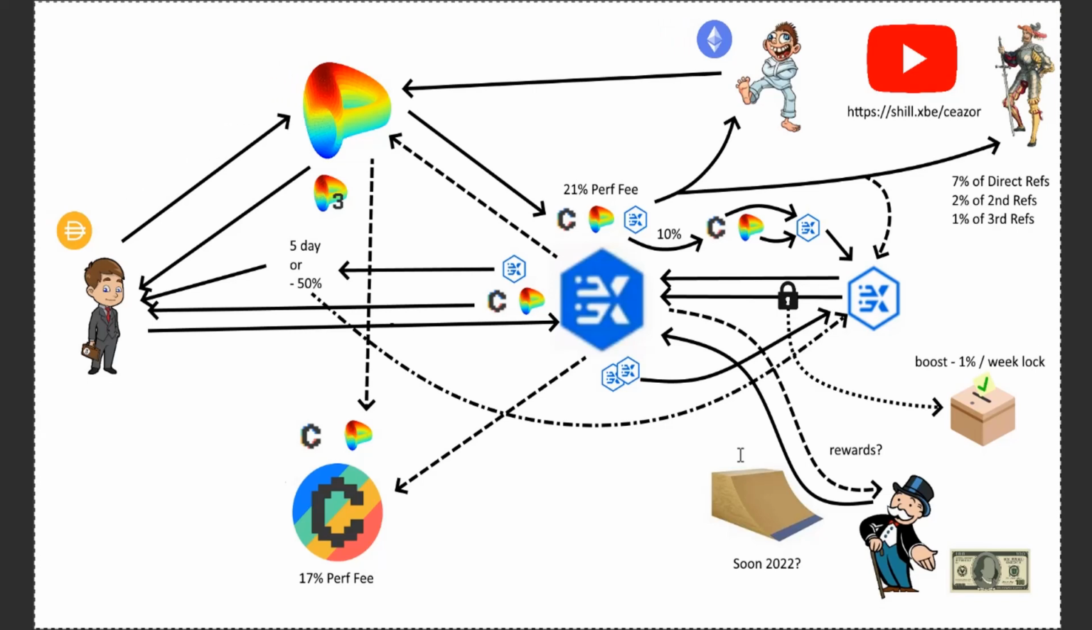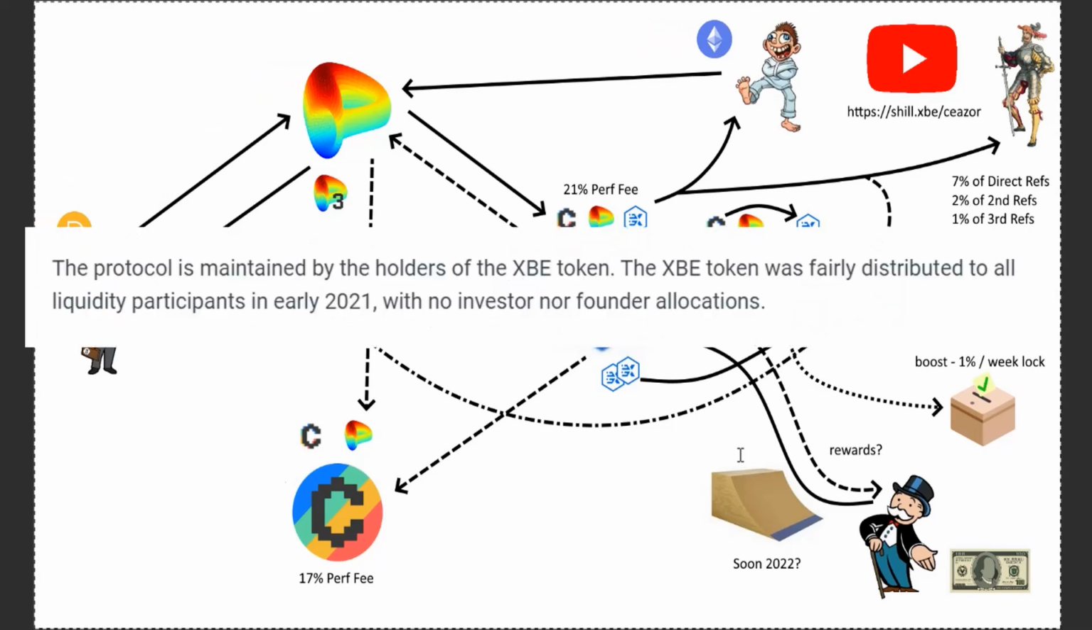There is one good thing that I did see inside the docs, and that is that they say there is no team allocation and there are no investors. So that's a pretty good step. It seems to be a fair launch. I did not vet this. I did not double check this. I did not make sure that is true, but I'm basing the truth on the honesty of their docs.